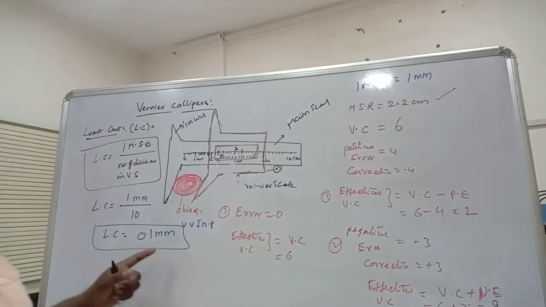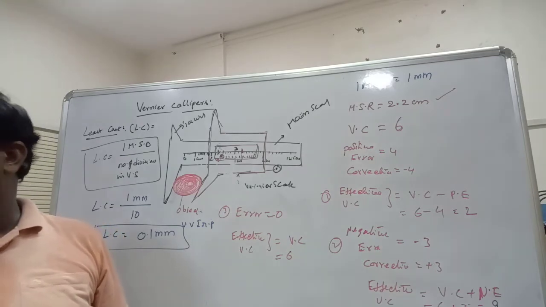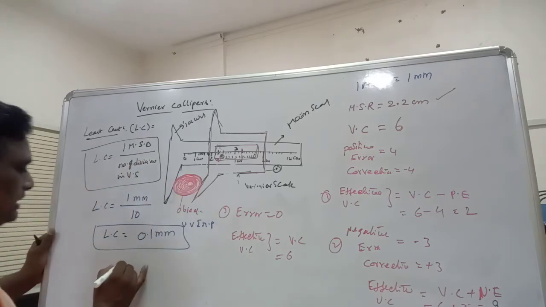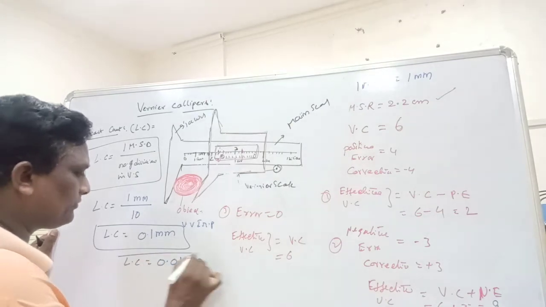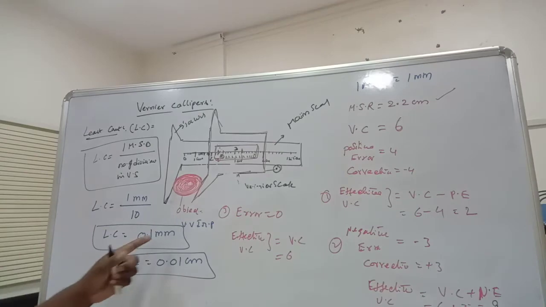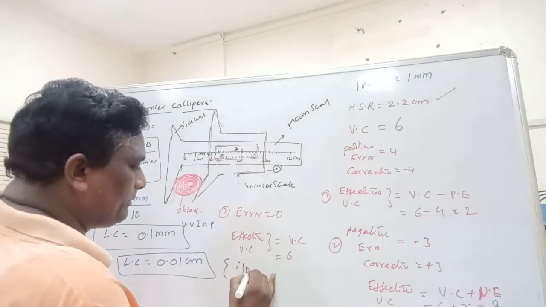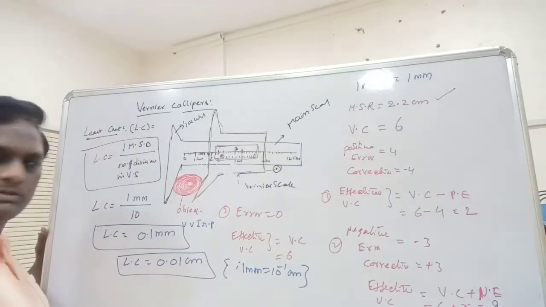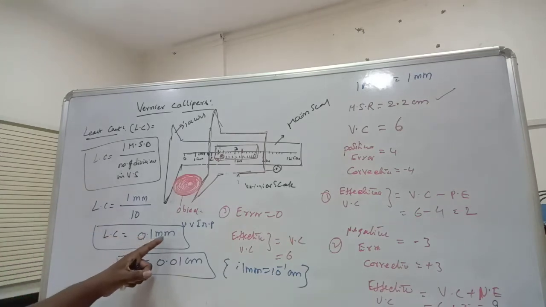If you want to write this in centimeters, 1 centimeter is equal to 10 mm, that is, 1 mm is equal to 10 power minus 1 centimeter. So the least count is equal to 0.01 centimeter. Why 0.01? Since 1 mm is equal to 10 power minus 1 centimeter. So if you want to express the least count in millimeters, that is 0.1 mm.